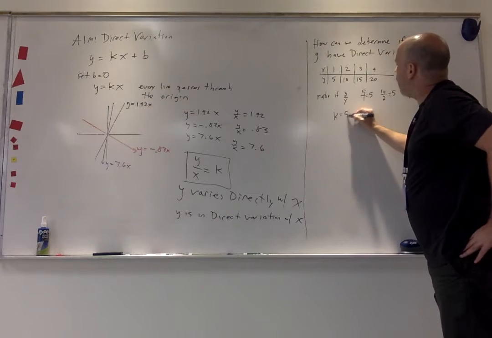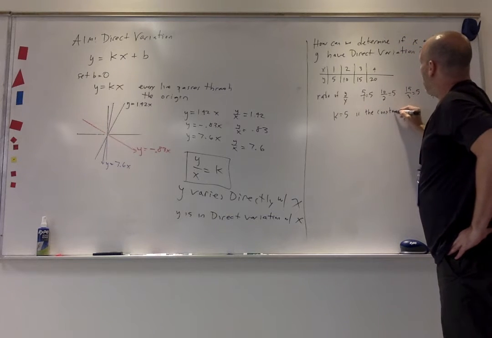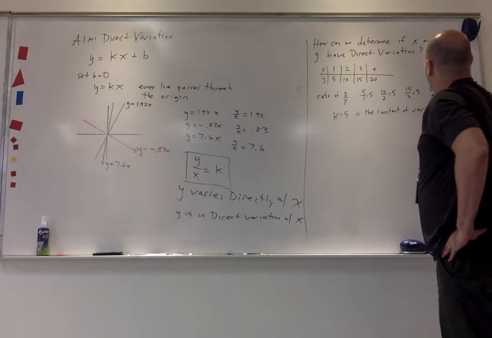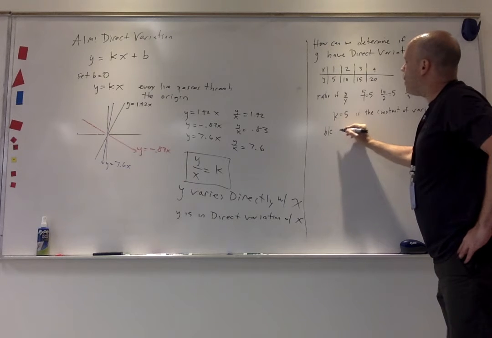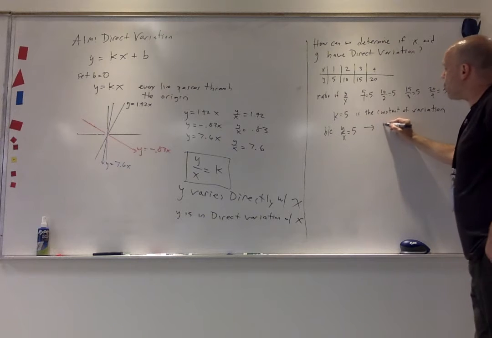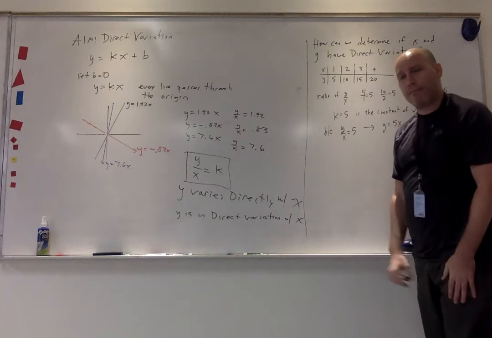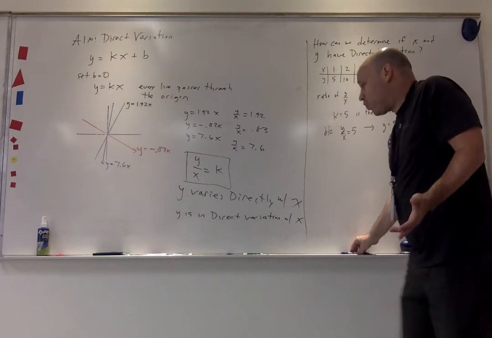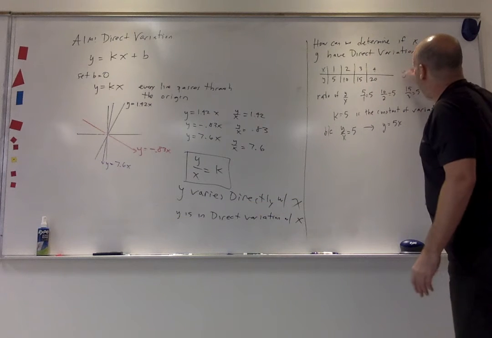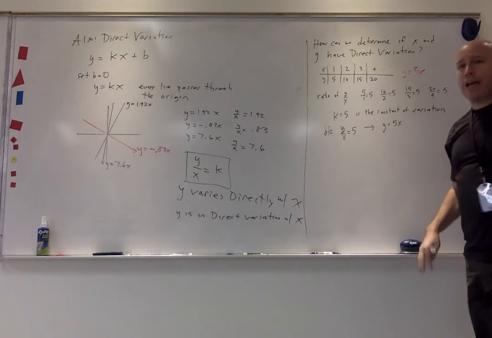k equals 5 is the constant of variation, because y over x equals 5, which can be written as y equals 5x. I think some of you immediately saw a rule and said, Mr. Adler, wait a minute, that's y equals 5x. Once again, they vary directly.